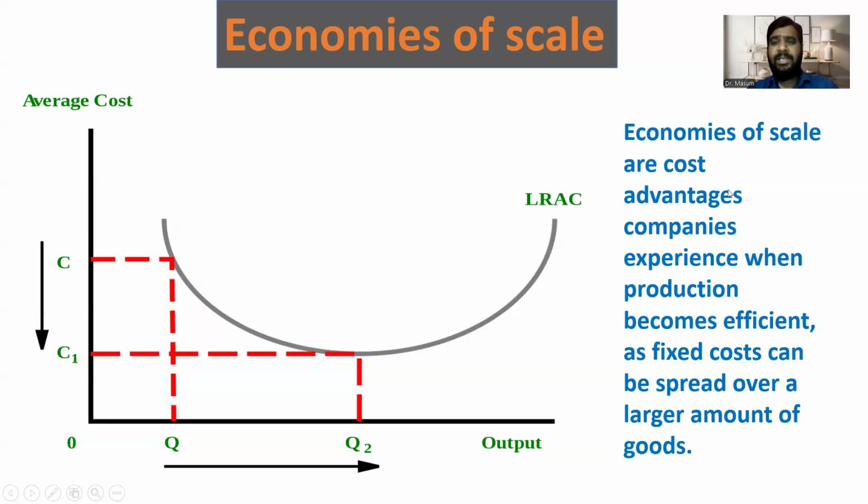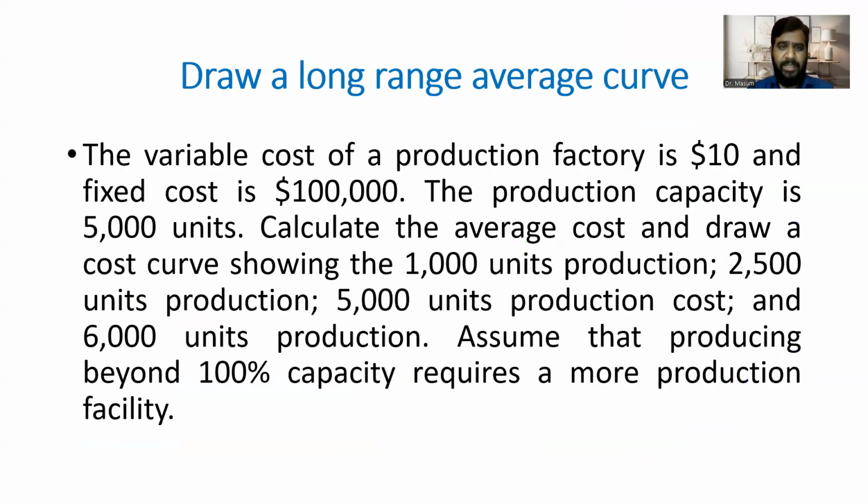So economies of scale are cost advantages companies experience when production becomes efficient, as fixed cost can be spread over a large amount of goods. To better understand economies of scale, we have to understand fixed cost and variable cost. Maybe an example is given here.